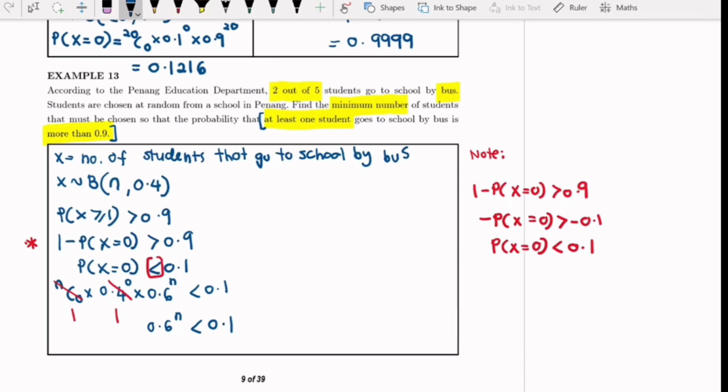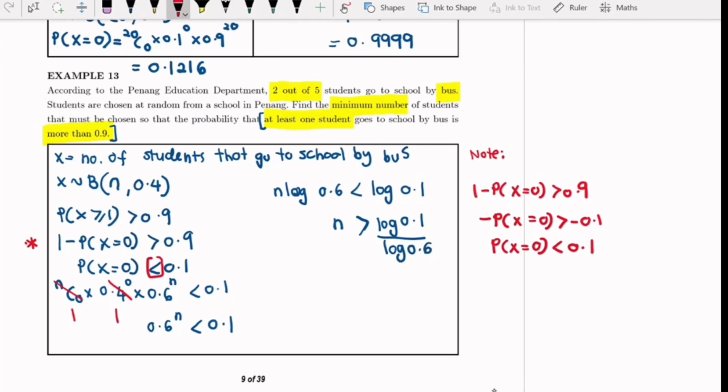Next, log both sides. So we get n log 0.6 less than log 0.1. Then use your calculator to find n. The sign here becomes greater than, so n greater than log 0.1 over log 0.6.